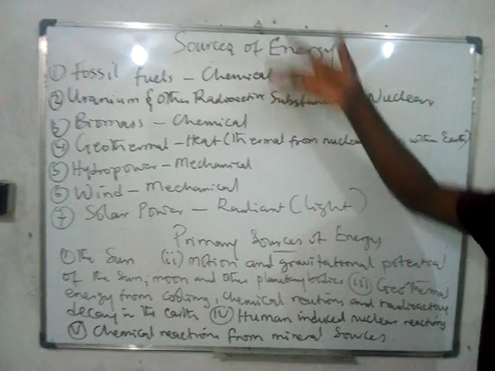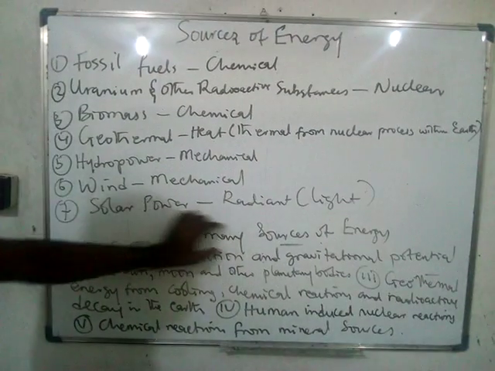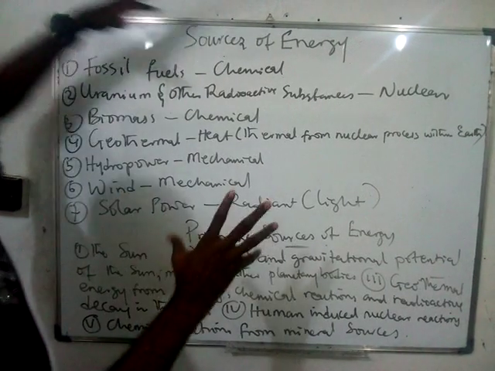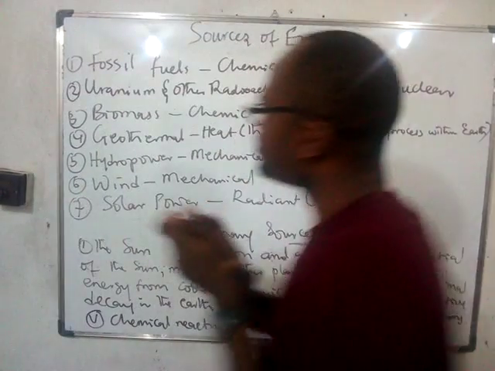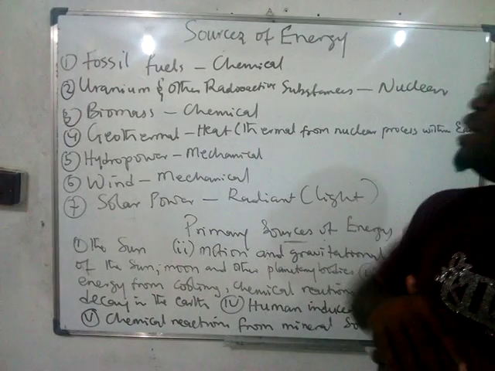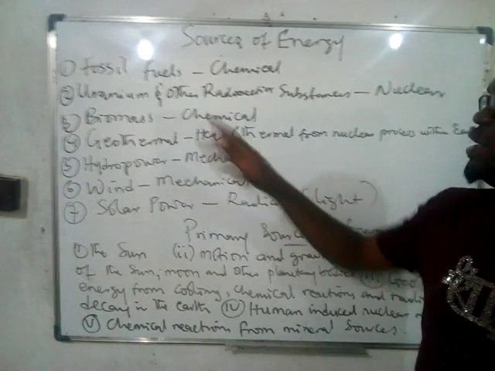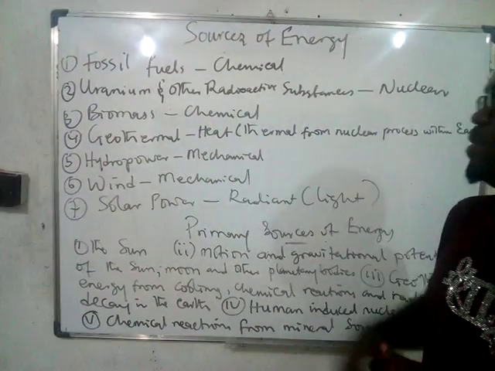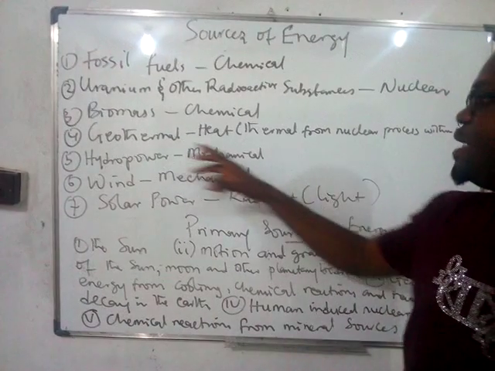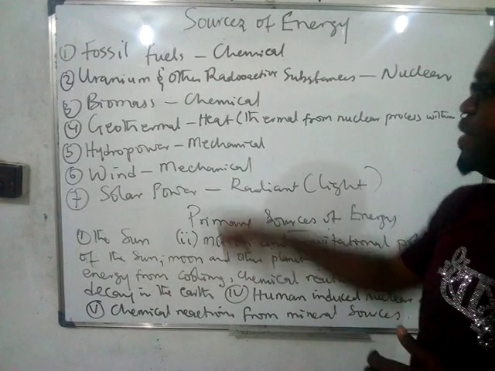This form, so you can classify it into this form or this form. This is when you're considering the primary source, but this is a broad classification of energy sources. So I think this is more refined. Fossil energy, which is chemical. The ones from uranium, known as nuclear energy. Chemical energy from biomass. Geothermal energy from the heat energy from within the earth.